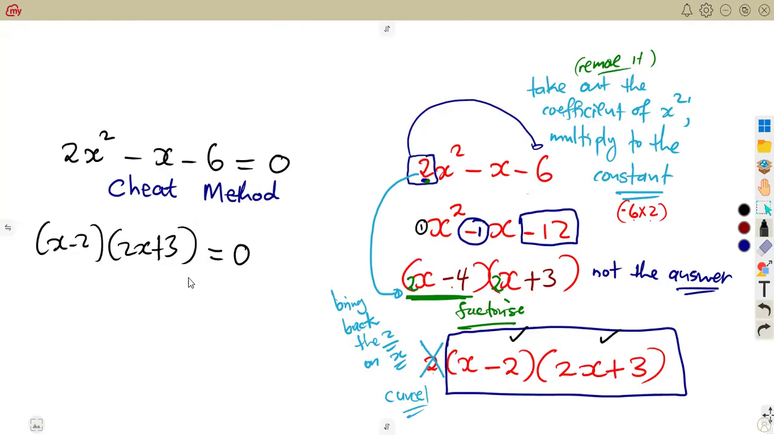So I'm going to explain another one. But for this cheat method, guys, this is what we have. Like I said, you take out the number that you're given there, and multiply it to the last term. All right? Multiply it to the last term.